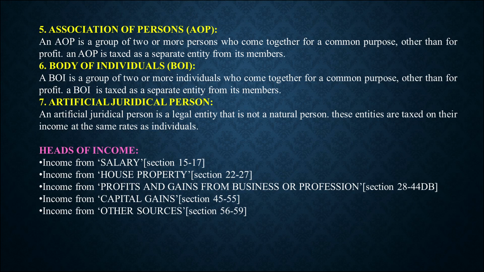And the next one, heads of income. It is divided into 5 categories. The first one, income from salary, sections 15 to 17. Second one, income from house property, sections 22 to 27. And third one, profits and gains from business or profession, sections 28 to 44DB. And fourth one, income from capital gains, sections 45 to 55. And fifth one, income from other sources, sections 56 to 59.